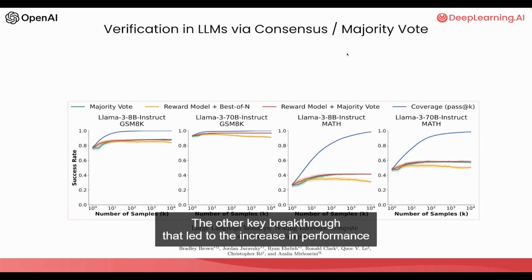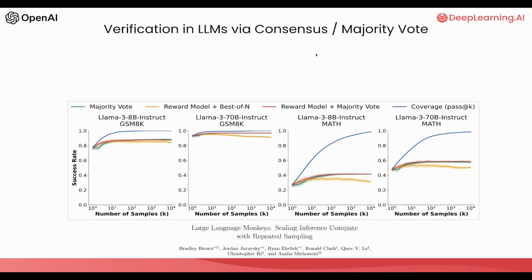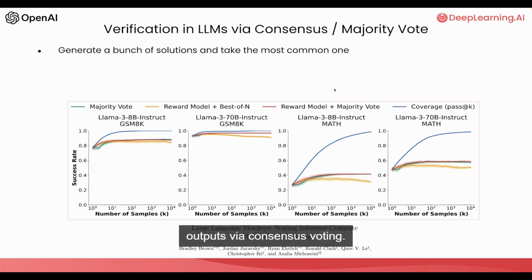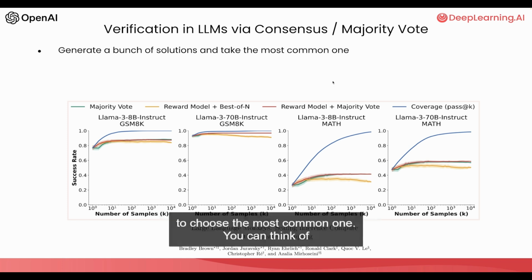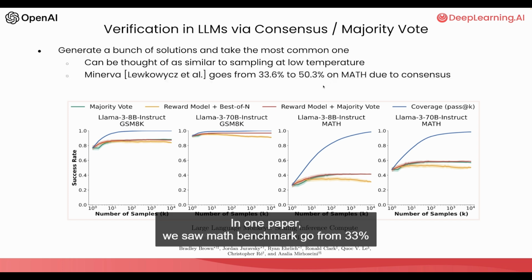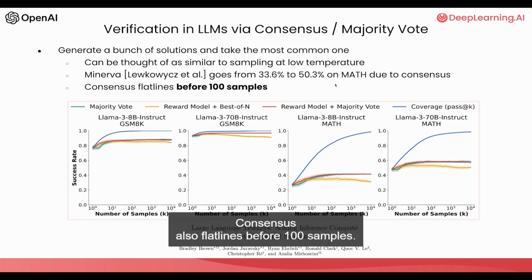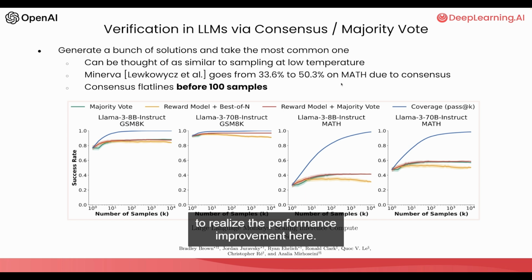The other key breakthrough that led to the increase in performance with O1 was teaching it to verify outputs via consensus voting. The way this works is that we generate a bunch of solutions and train the LLM to choose the most common one. You can think of this as similar to when we sample at low temperature. In one paper, we saw a math benchmark go from 33% to 50% improvement purely due to consensus voting. Consensus also flatlines before 100 samples, so you don't need a huge amount of samples to realize the performance improvement here. So what's the significance of all these breakthroughs?